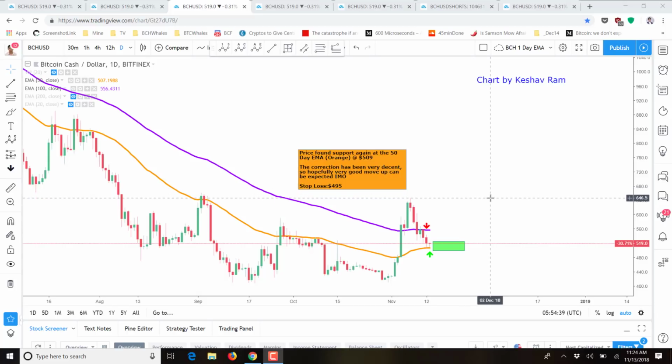Here's an update for BCH. I'll try to go into detail about what's happening. So we'll start with the one-day chart.